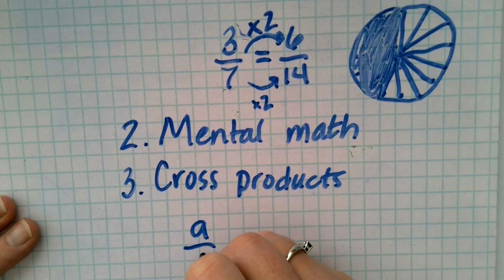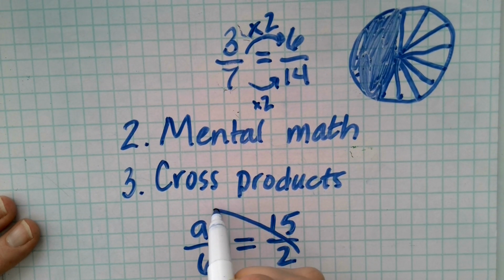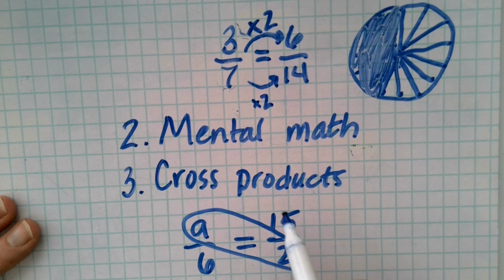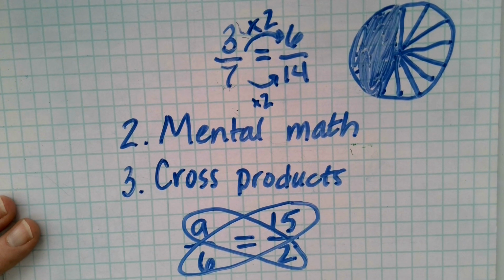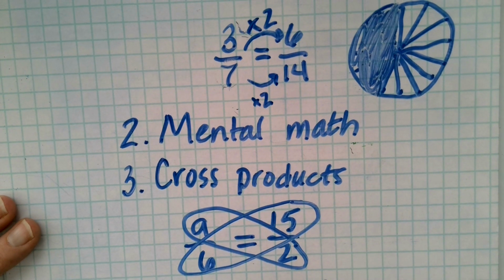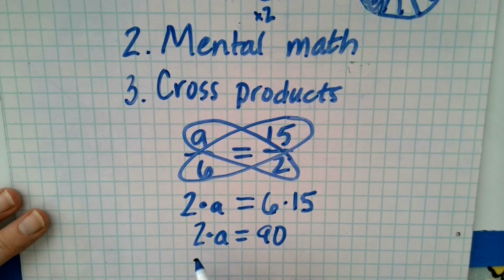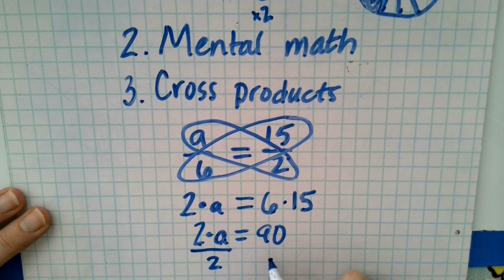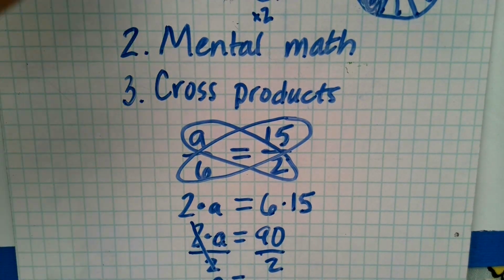So if we had a over 6 equal to 15 over 2, you can say we multiplied these that are across from each other. So we have 2 times a. We can set it equal to this cross product, 6 times 15. I know 2 times 15 is 30, so this would be 90. So 2 times a equals 90. Now, 2 times something gives us 90. Another way to solve for this a, that's our unknown quantity, is we could divide by 2. And if we divide 90 by 2, this is going to cancel out, and we're just going to find that a equals 45.